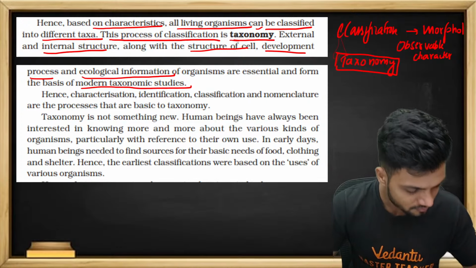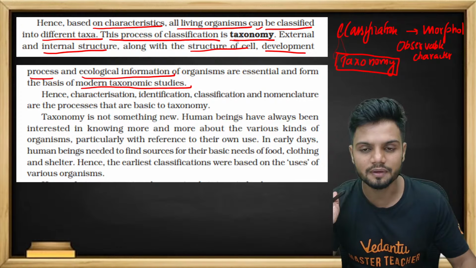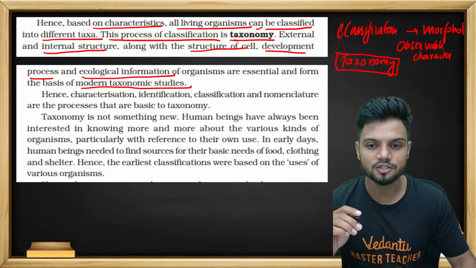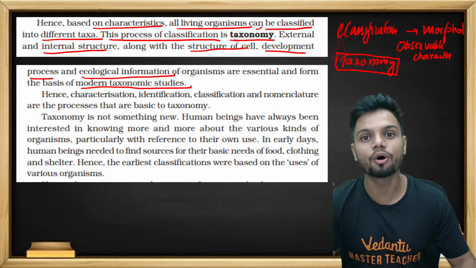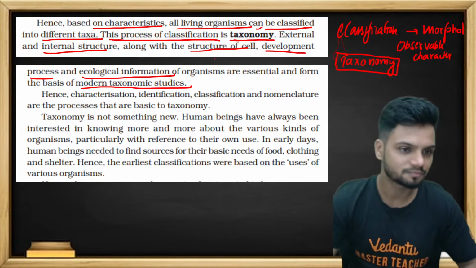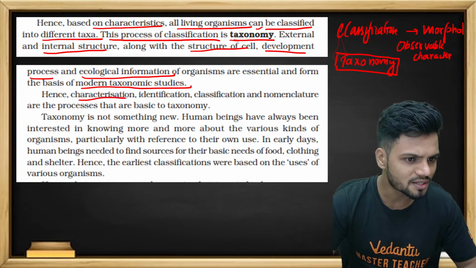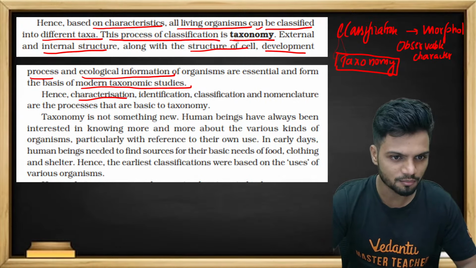Clear? Two differences you learn between classification and taxonomy. Taxonomy is a much more detailed version of classification. Imagine classification evolved, that becomes taxonomy. Now, hence characterization. This is very important.